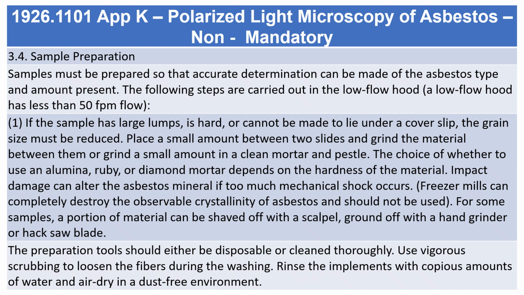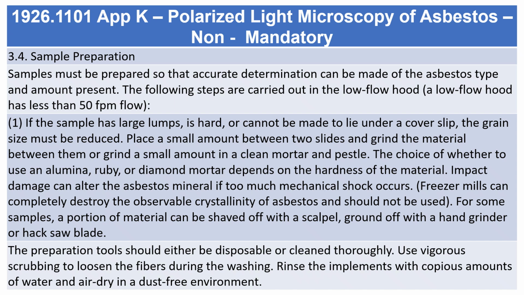Place a small amount between two slides and grind the material between them, or grind a small amount in a clean mortar and pestle. The choice of whether to use an alumina, ruby, or diamond mortar depends on the hardness of the material. Impact damage can alter the asbestos mineral if too much mechanical shock occurs. Freezer mills can completely destroy the observable crystallinity of asbestos and should not be used.